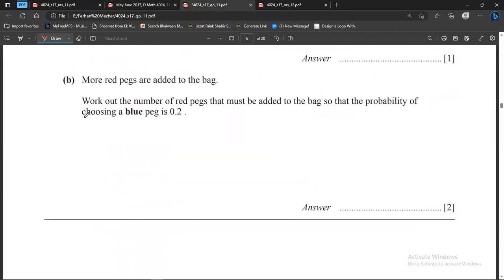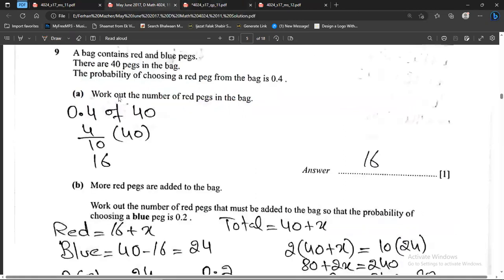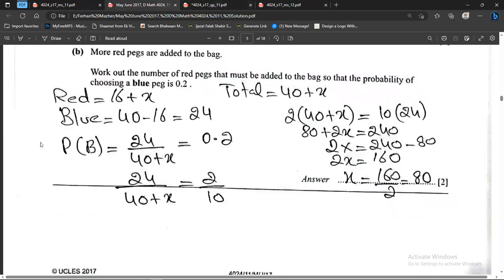Question number 9 is B part. He says more red pegs are added to the bag. Work out the number of the red pegs that must be added to the bag so that the probability of choosing a blue peg is 0.2. Okay, so a little tricky question. Say you have added X more red pegs. Now the red pegs will become 16 plus X. The blue pegs are still 40 minus 16, that's 24. The total pegs have become 40 plus X.